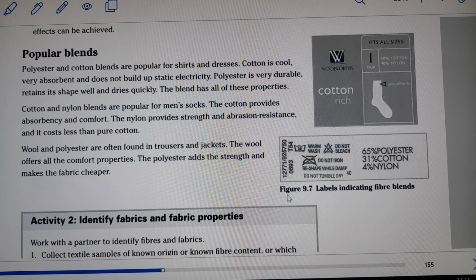And then they show figure 9.7, labels indicating fiber blends. Let's see this. If you look at this label, you can see that this material is 65% polyester, 31% cotton, and 4% nylon. So it is a blend.